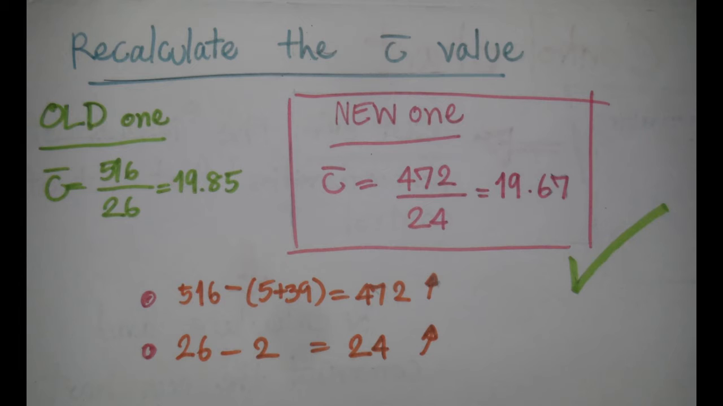So I will compare the old one and the new one of c bar. Like I showed you before, the old c bar is equal to 516 divided by 26, which is equal to 19.85. And the new one, after we cut off the values of 5 and 39, will leave 472 nonconformities, and we cut off the two samples, so 26 minus 2 leaves 24. So the new c bar is equal to 472 divided by 24, which equals 19.67. This is the correct value of c bar. Then you can construct the right C chart by using the new value of c bar. Finally, thank you for your attention.